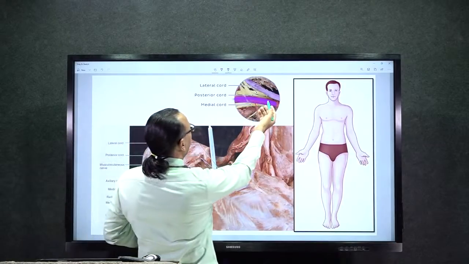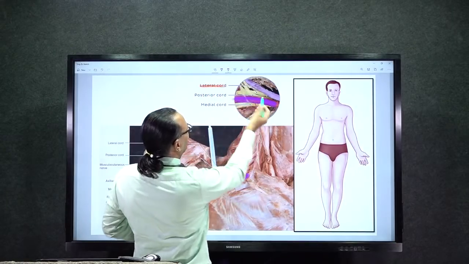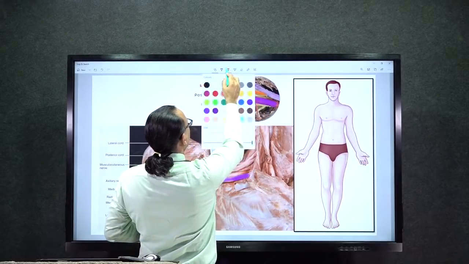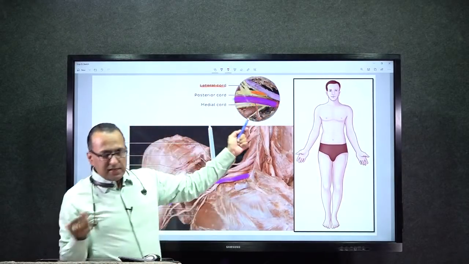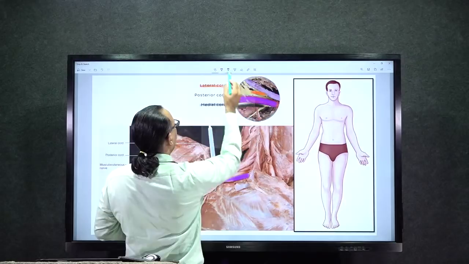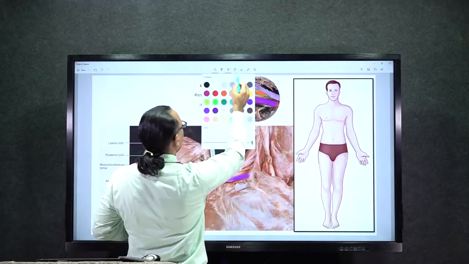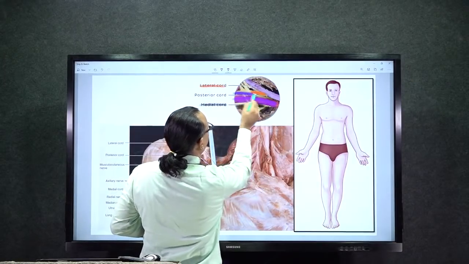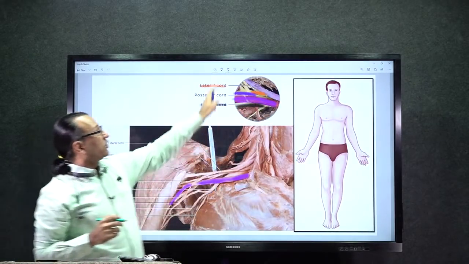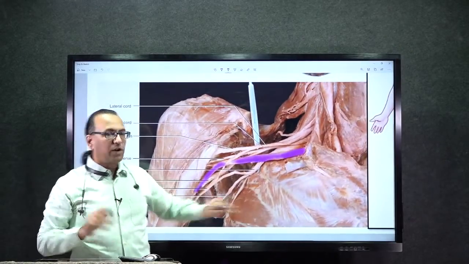You see, the names are like that. If the cord is lying lateral to the artery, then it is the lateral cord of the brachial plexus, as you will see here. And if the cord is lying medial, then it is the medial cord of the brachial plexus. And if the cord is lying, as you see, posterior to the artery, then it will be called the posterior cord. Now maybe here it is clear, but how do you make it out here? In these kind of diagrams, you have to remember the relation.